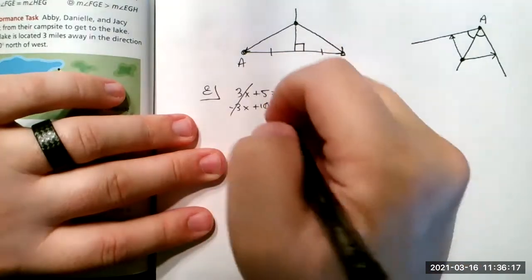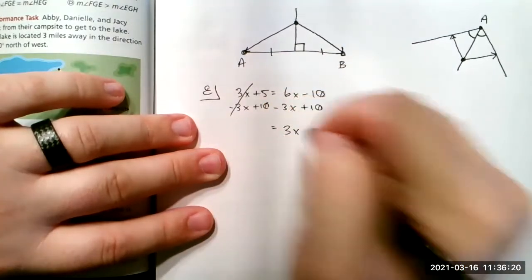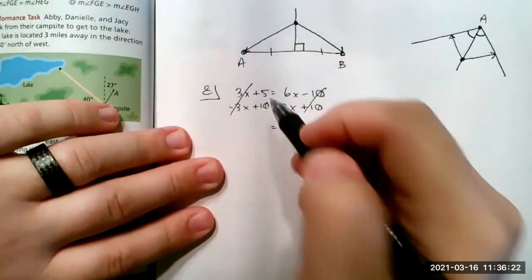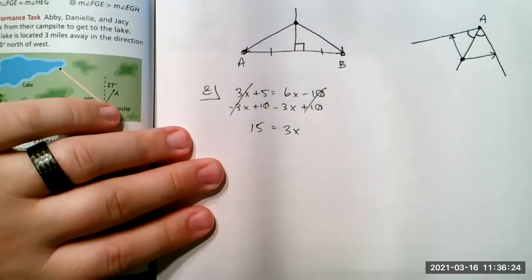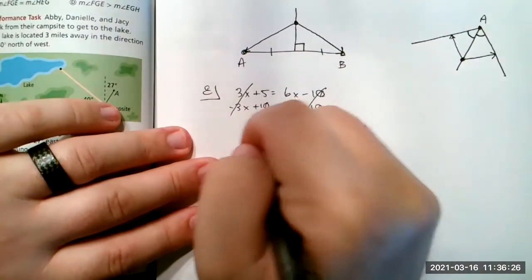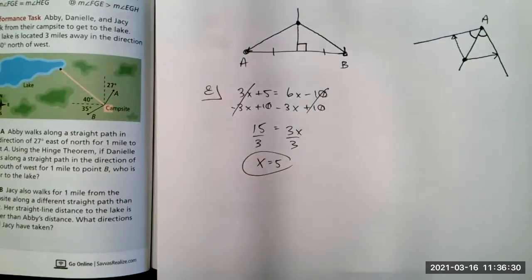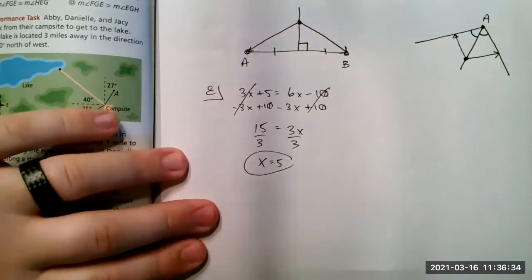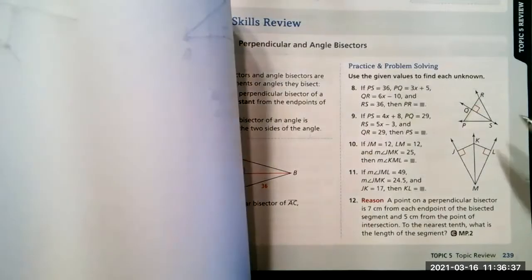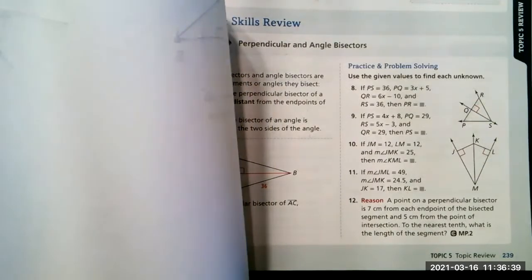So 6x minus 3x, that's going to be 3x. If I add 10, that's 15. If I solve for x by dividing both sides by 3, I get x equals 5. I don't think they were asking for x though, right? They were asking for the entire side length. So they want this entire side length.